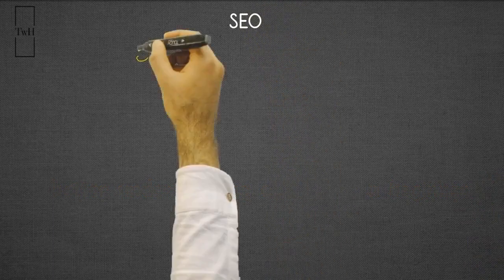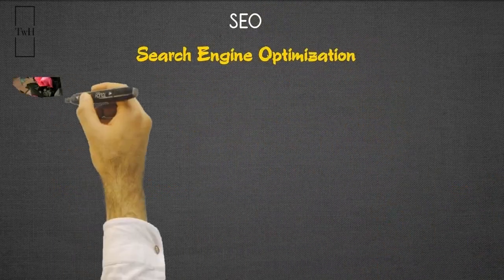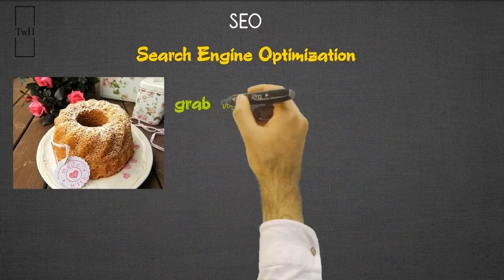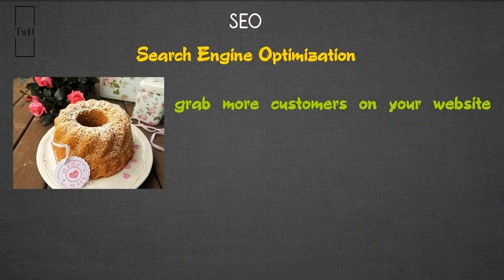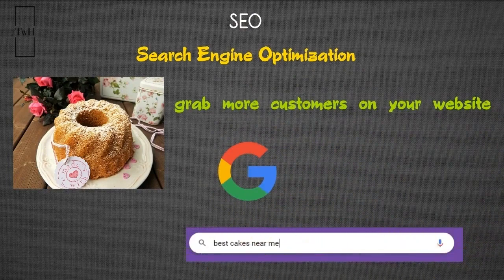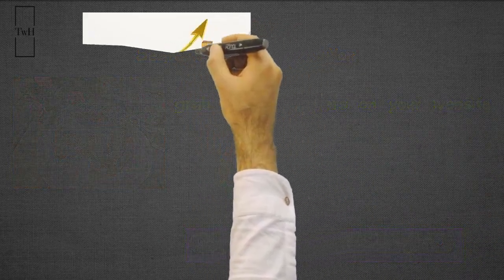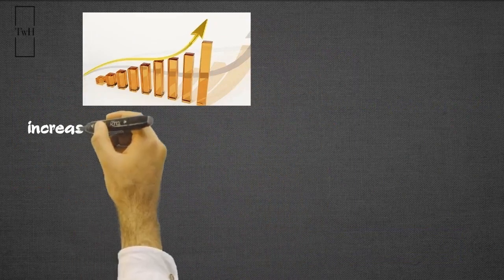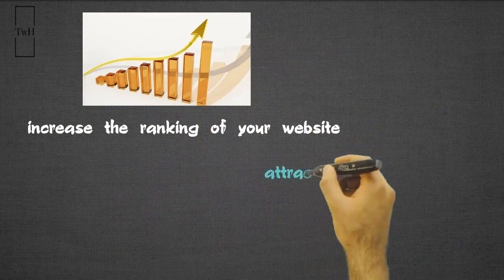SEO. Search engine optimization. Think you have a website of a cake shop, for example. And you want to grab more customers on your website from Google. When people search best cakes near me or in my city. So, here comes the role of SEO, which will help you increase the ranking of your website and attract more traffic.